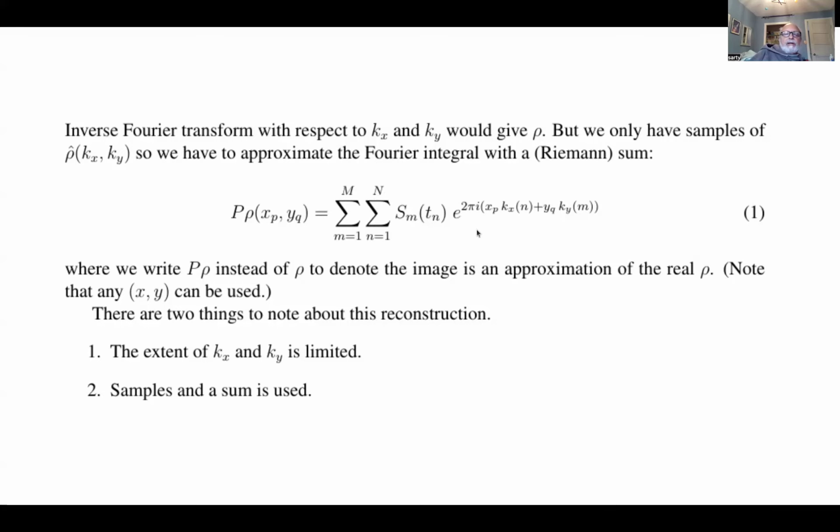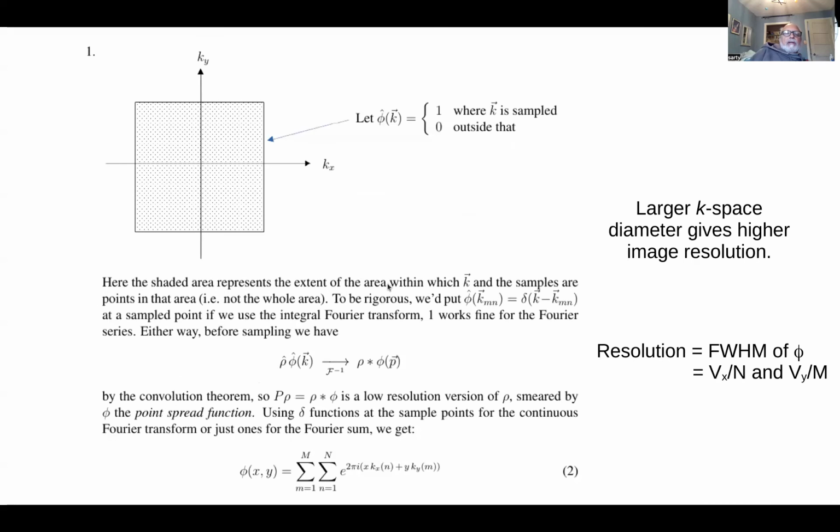Okay, so let's look at the consequences of the fact that we're using a sum and that the extent of Kx and Ky is limited. So let's focus on number one. We only sample the spatial frequencies of the image that we're interested in within a very limited boundary, right? Because we only have so much time to acquire our signal.